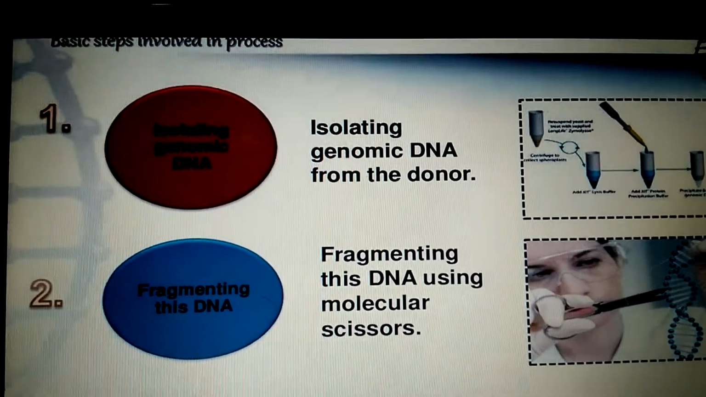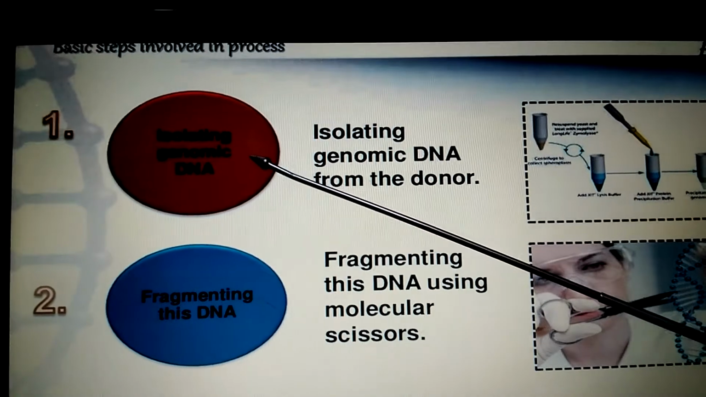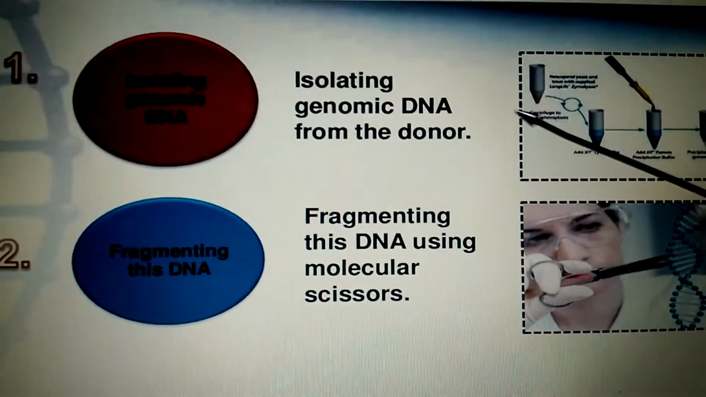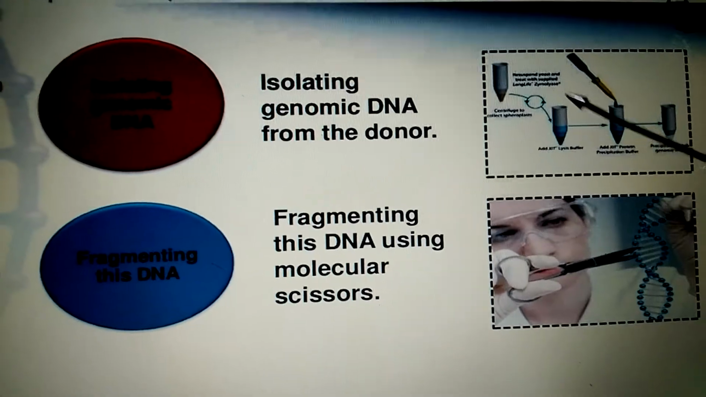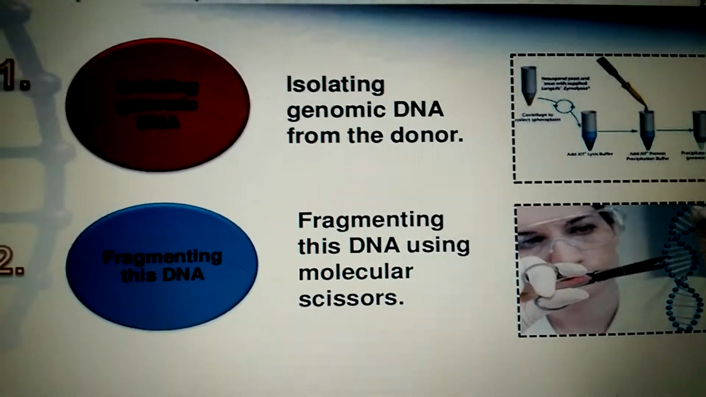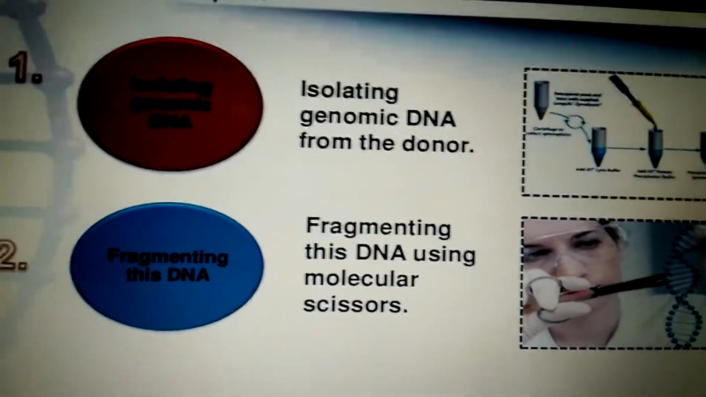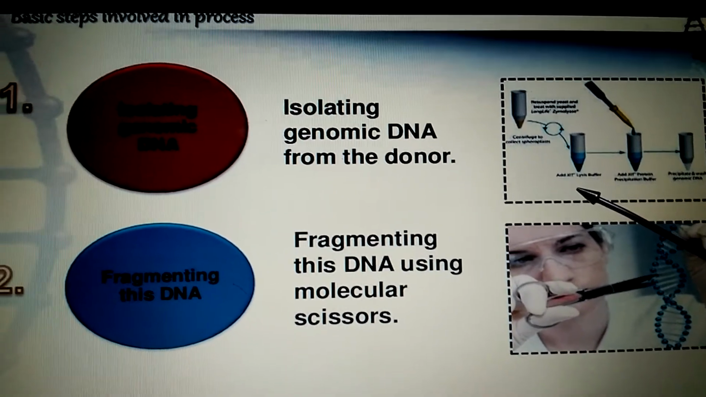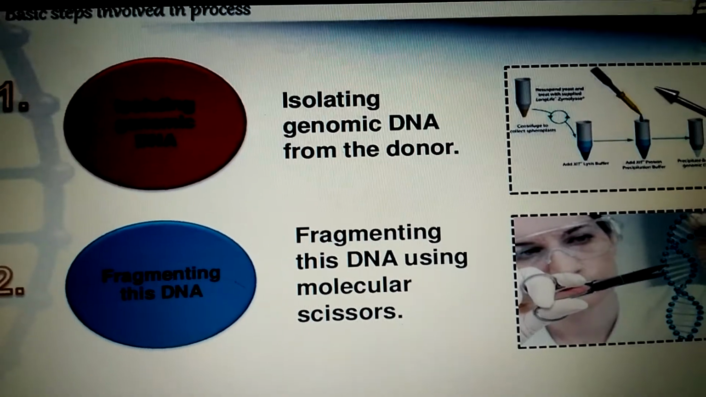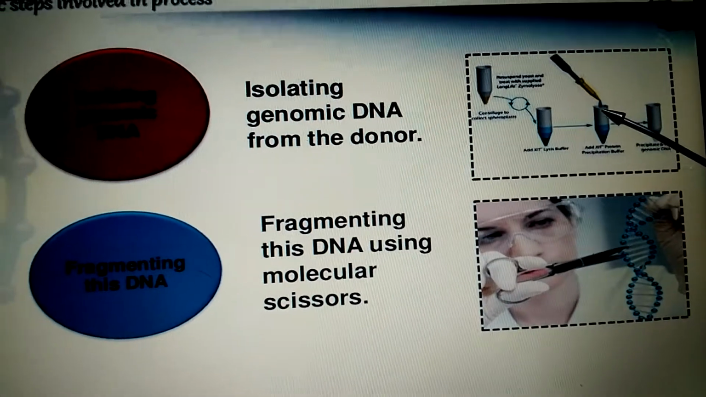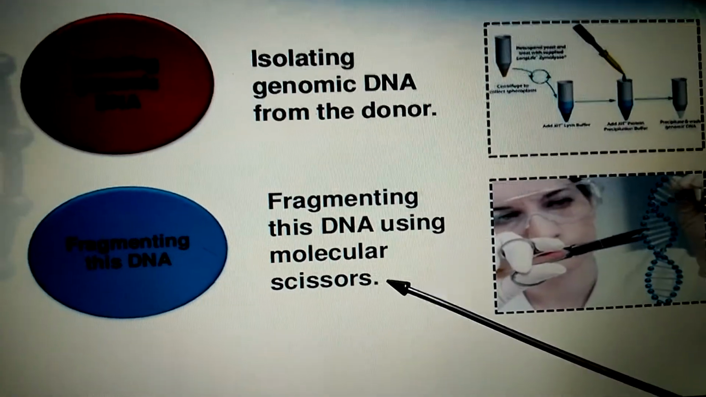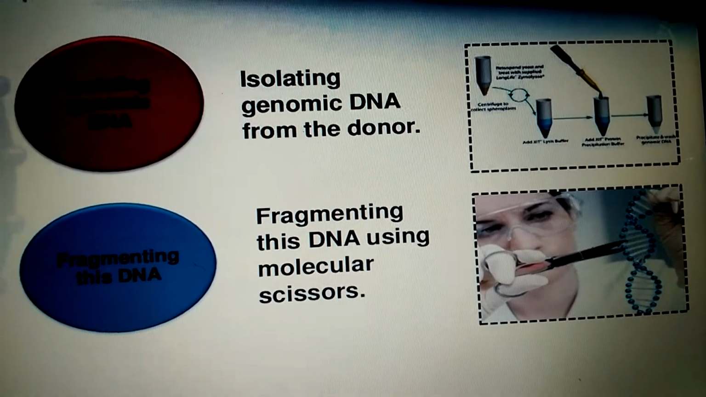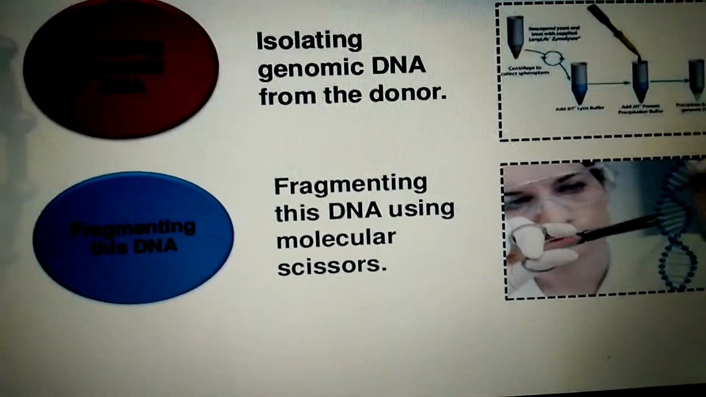In the first process, the genomic DNA is isolated from the donor. So here is the process where the 90% of genomic DNA which we do not require is removed out with the process of centrifugation. After that, the required DNA gene is taken out and it is fragmented using molecular scissors, that is restriction endonucleases or the restriction enzymes.